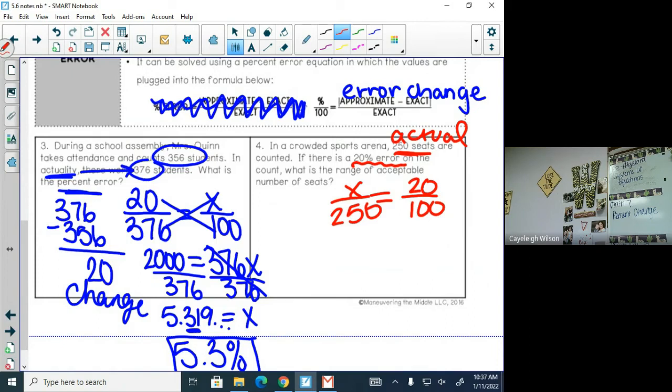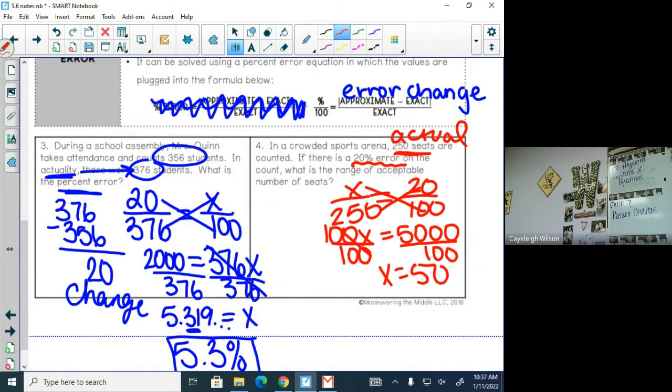So I'm going to cross multiply. x times 100 is 100x. 250 times 20 is 5,000. Divide by 100, and I get 50. Now that's not the answer. Listen, this is very important.